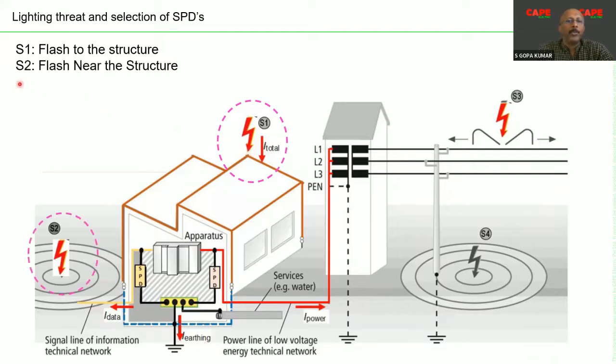Number 2, S2, flash near the structure. Here, direct lightning is striking near the building. As a result, the induced and coupled effects are going to kill the electronics inside the building. Number 3, sorry, this is not S1, it is S3, flash to the service, meaning you have an overhead line and there is a direct lightning strike on the overhead line. Current may enter your building through the service line.